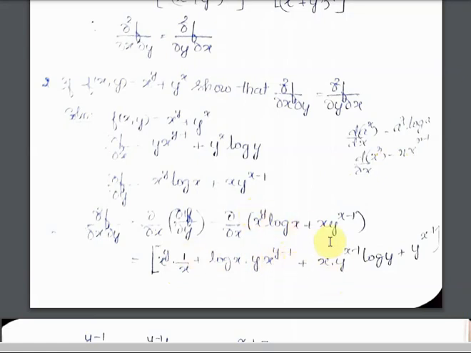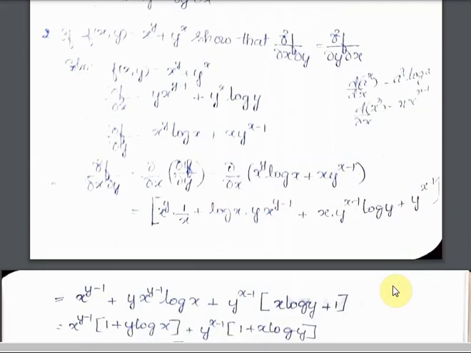Now the second term differentiation, again a product rule. First one, keep it constant. Differentiation of the second one with respect to x, this is constant to the power of variable, so it becomes y power x minus 1 log y. Plus second term is kept constant, differentiation of x with respect to x becomes 1. Rearrange the terms, you are going to get this as the value.